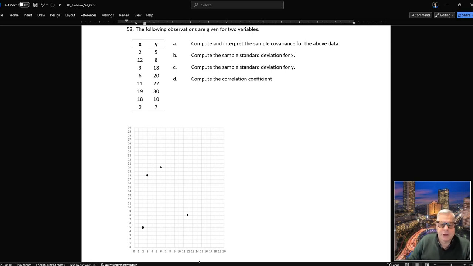Then we have an 11 and a 22. That would be here. Then we have 19 and 30. Okay, so that's easy, that's there. Then we have 18 and 10. That would be here. And a 9 and a 7. 9 is here.